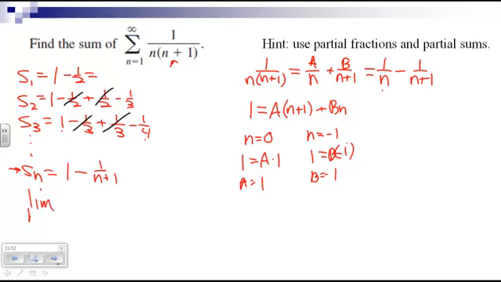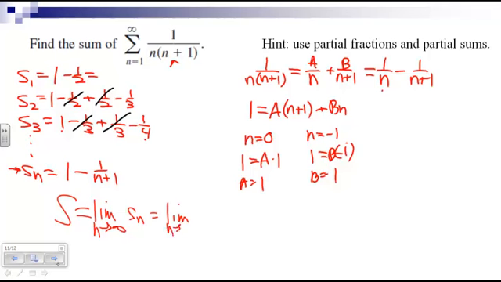The limit. The true sum, the sum of the infinite series, is equal to the limit as n approaches infinity of the nth partial sum. And the nth partial sum is 1 minus 1 over n plus 1. So when I apply that limit, as n goes to infinity, you get 1. The sum of that infinite series is 1. Amazing.